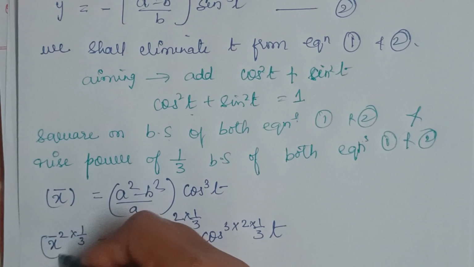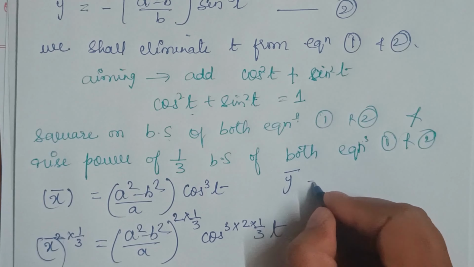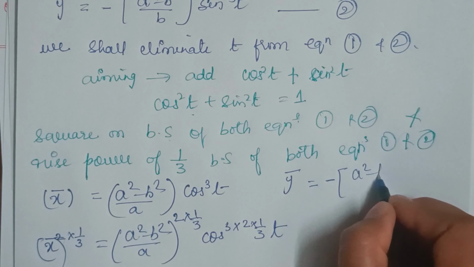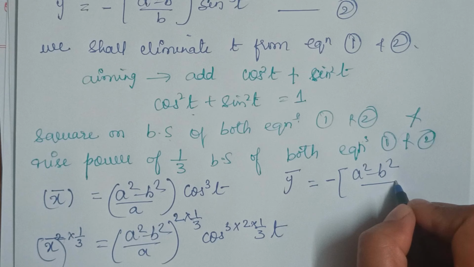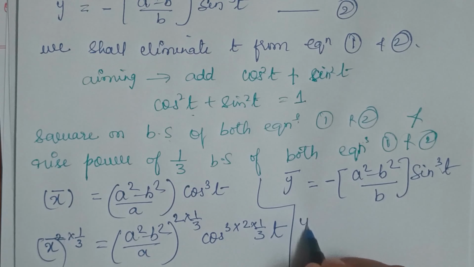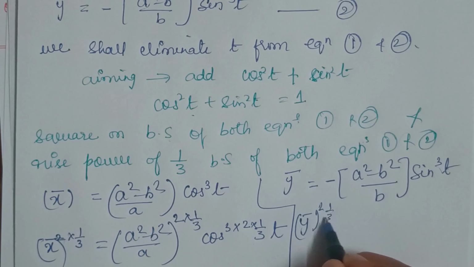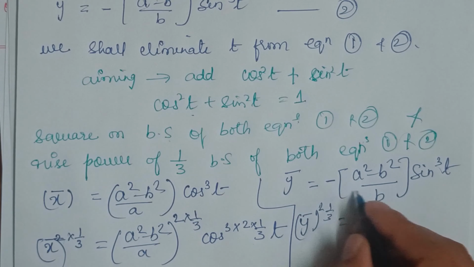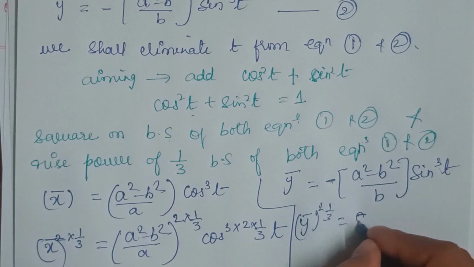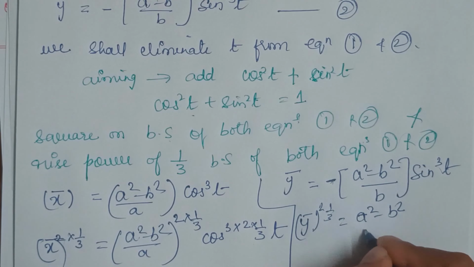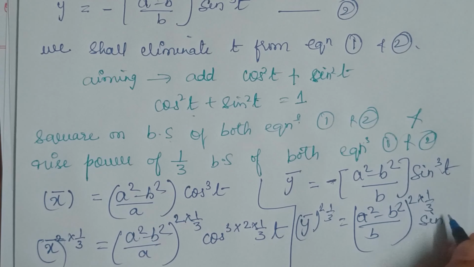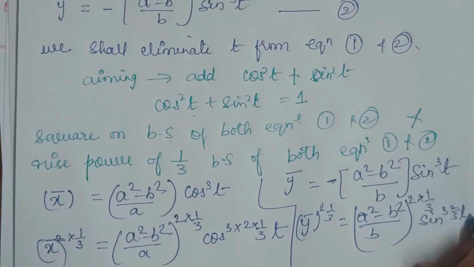Similarly, I can do it for y bar, which is equal to, what is y bar? Minus a square minus b square divided by b sine cube t. So after squaring and raising to the power 1 by 3, it will become minus, as I'm squaring, this will become plus. So it will become a square minus b square divided by b, whole to the power 1 by 3, into sine cube into 2 by 3 t.